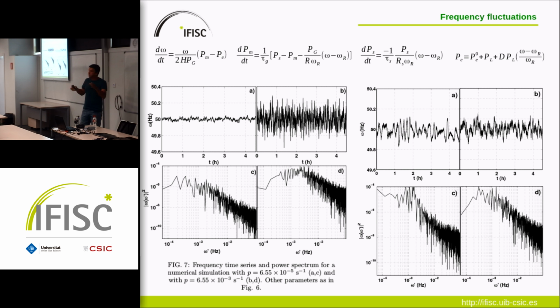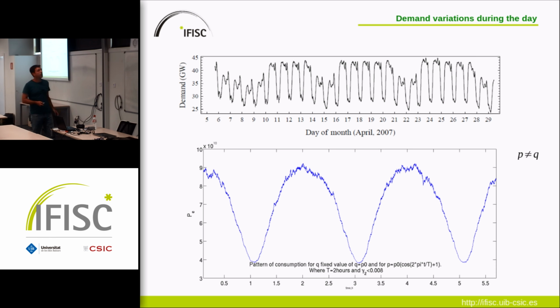Correct? So at this point we have a model for the power plant, and we have a model for the demand that works and reproduces real data. Okay, so now we can play with it.